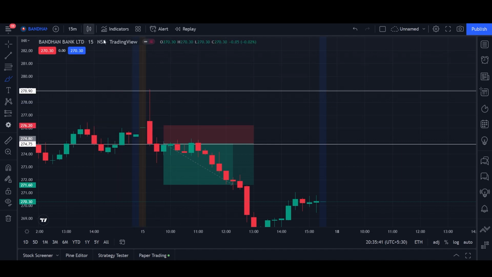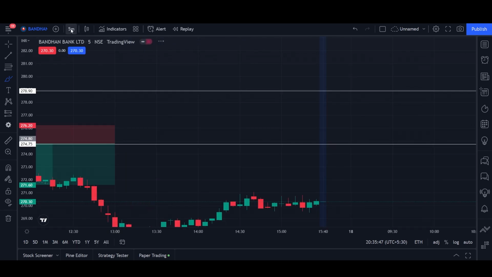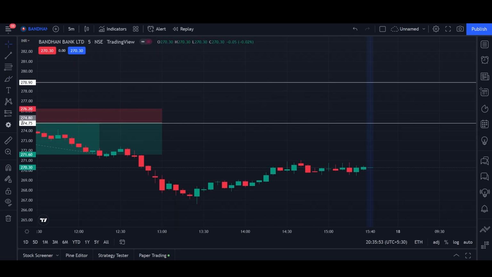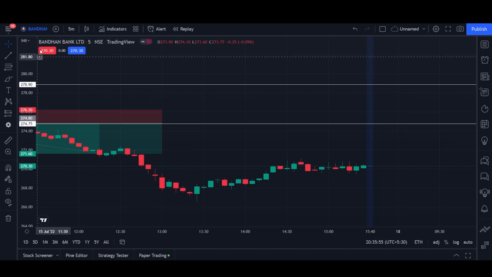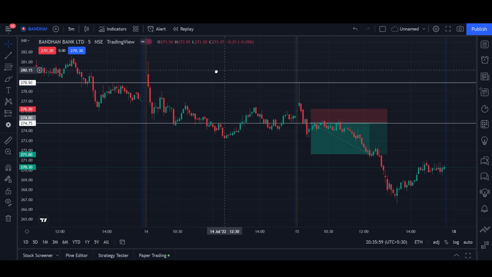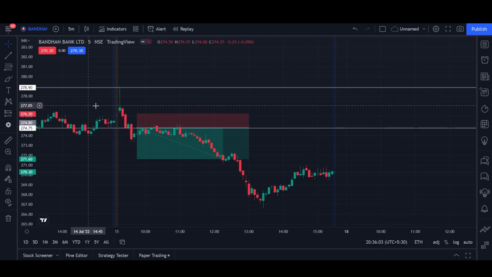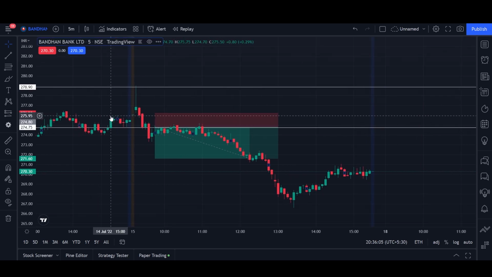After that, you can change your 15-minute to a 5-minute. Change the time frame in the terminal from 15 minutes to 5 minutes. After we've done that, we're supposed to observe the next few candles and how they're forming.